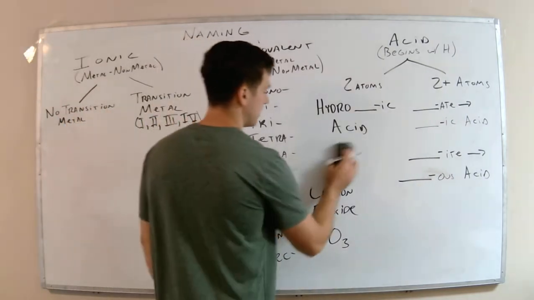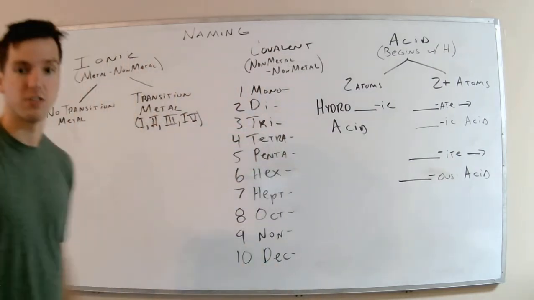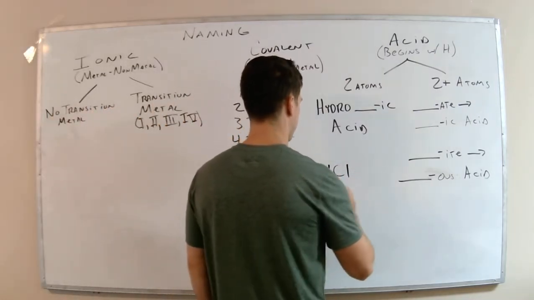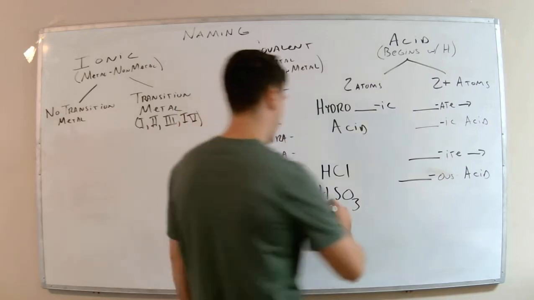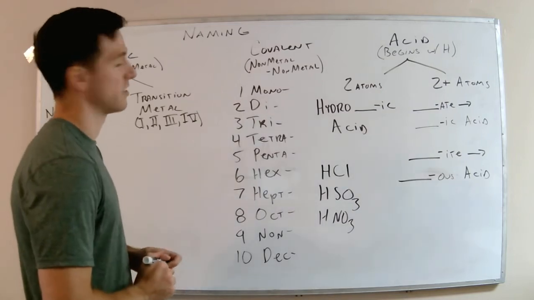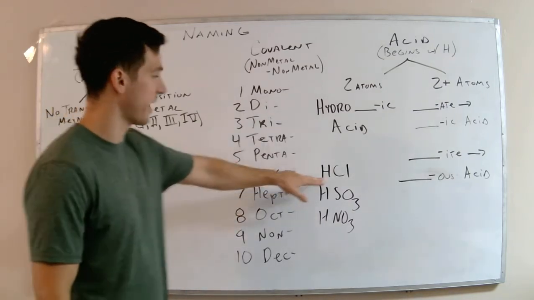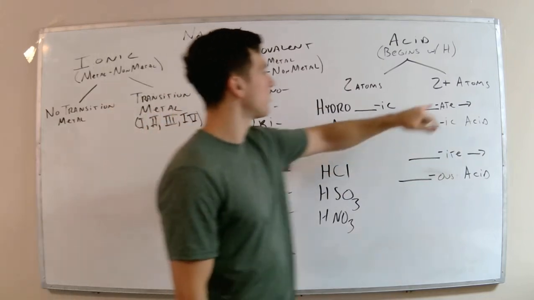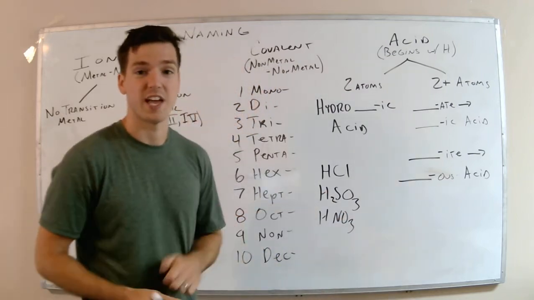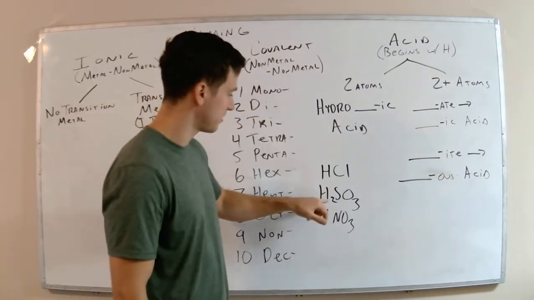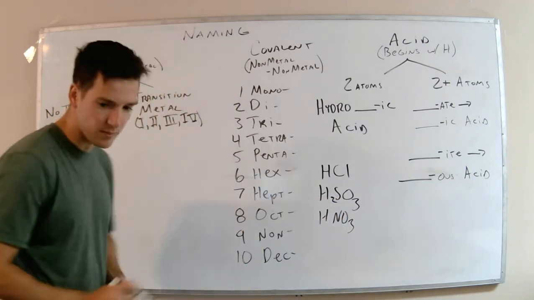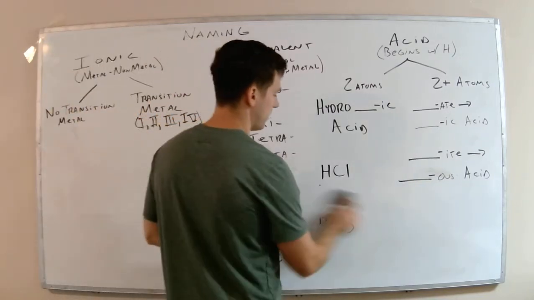And then let's get to our last one, which is acids. Acids all begin with H. We're talking things like HCl, HSO3, HNO3. These are all acids, and they get divided into two branches: ones with two atoms, like HCl, which just has H and Cl, and ones with more than two atoms, like H2SO3 and HNO3. This one has hydrogen, sulfur, and oxygen. This one has hydrogen, nitrogen, and oxygen. Let's focus on those two-atom ones first.